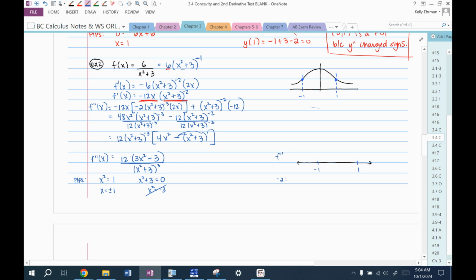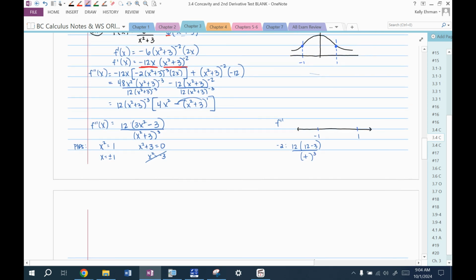If I plug in negative 2, I get 12 times 3 times 4 is 12 minus 3 over, remember, x squared plus 3 is always positive, and then you're cubing it. Doesn't matter what you plug in. So you don't have to spend a ton of time crunching numbers. You're just saying, what does this come out to? A positive on top over a positive on the bottom, so positive overall.